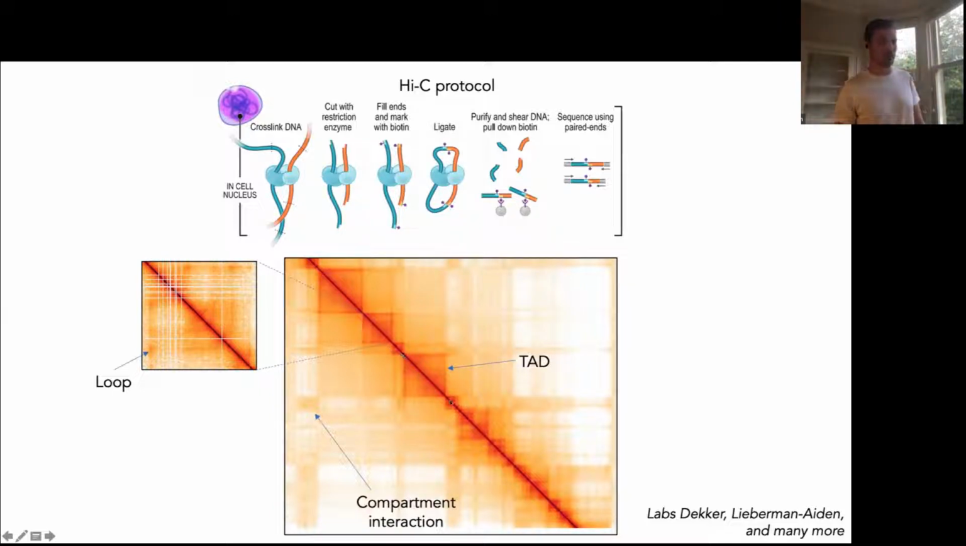After you process your data, you get something like this, where the diagonal represents regions. If you pick two regions and look at the intersection between them, you will read out how much they interact. And that will be the color of this map. Then you can see different structures here, the kind of things I've been talking about.